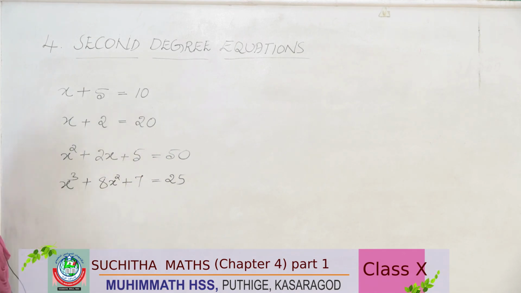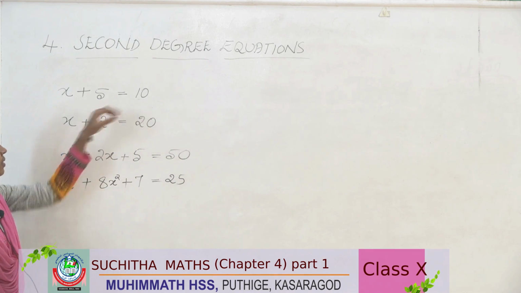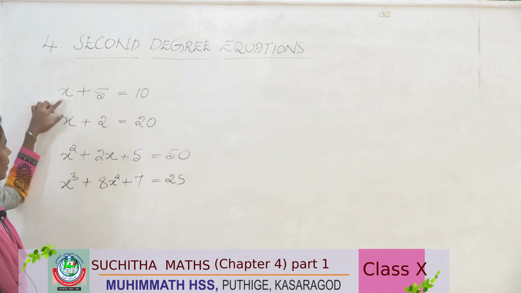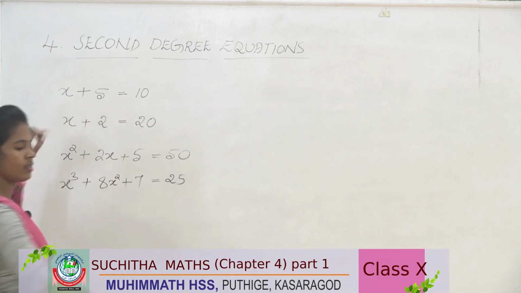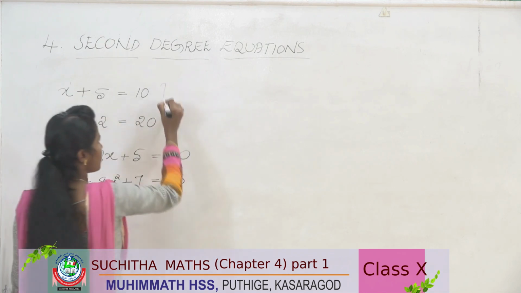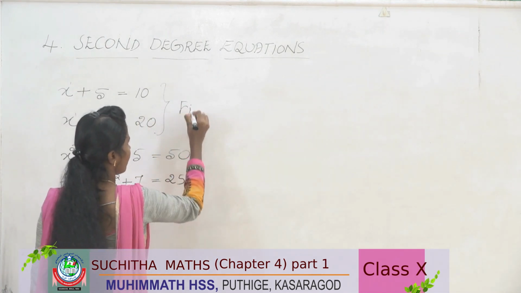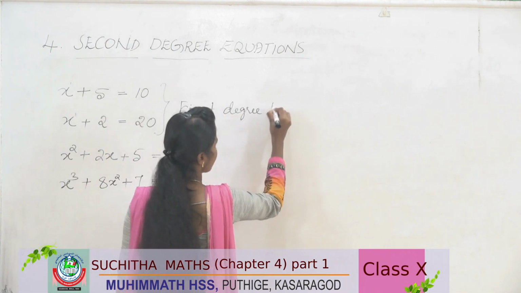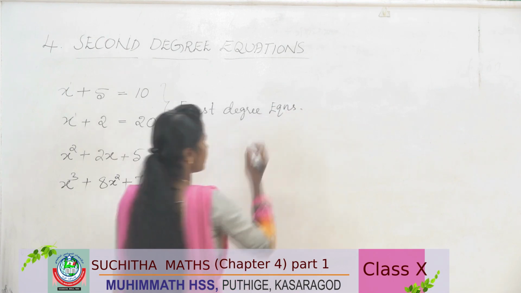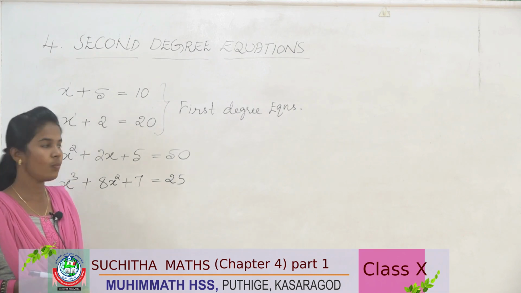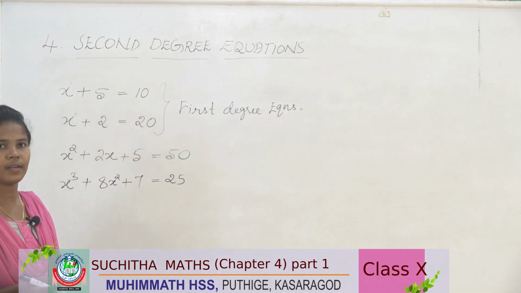First one is x plus 5 equal to 10. Here x plus 2 equal to 20. Here what is the power of x? So power of x is 1. So these two equations are first degree equations. The equations with degree 1 are called first degree equations.